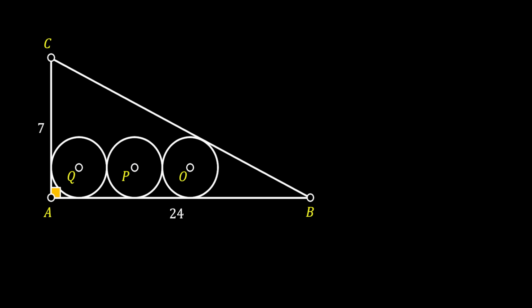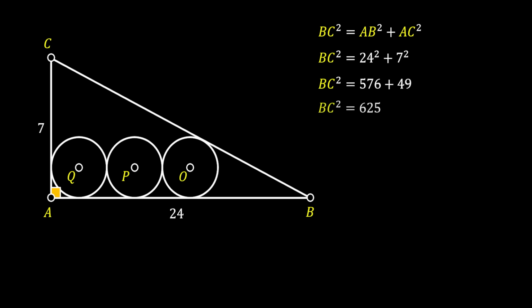Now, first we can notice that we have a right-angle triangle and that we don't know the value of the hypotenuse. So we can use the Pythagorean Theorem to calculate the hypotenuse BC squared as the sum of the legs AB squared and AC squared. And we can substitute our values from the sketch. We can work through this and get that BC squared equals 625, which means that BC equals 25, and let's implement this value into our sketch.